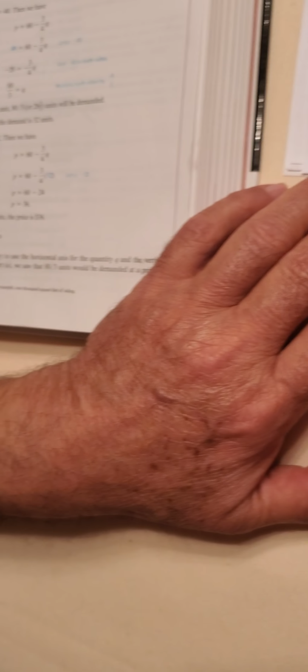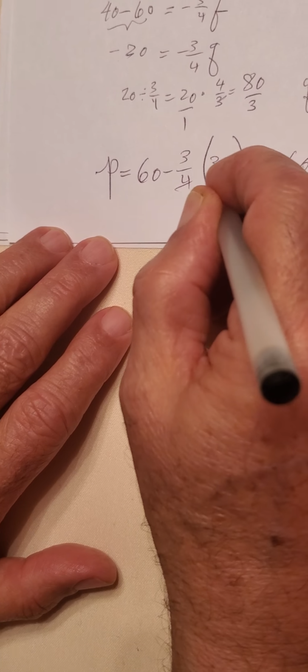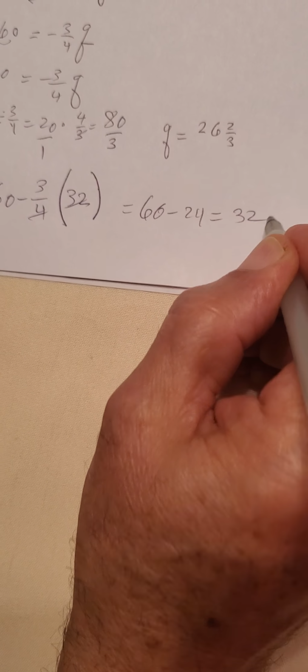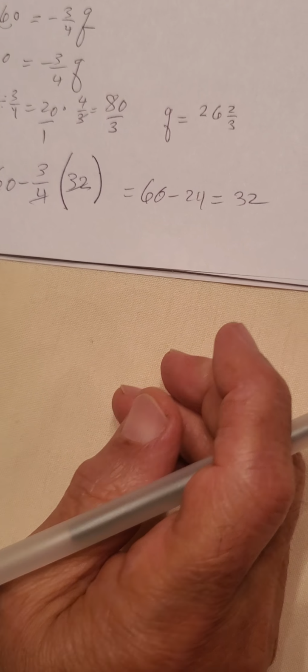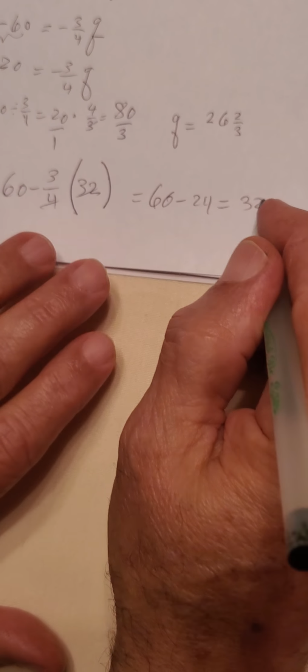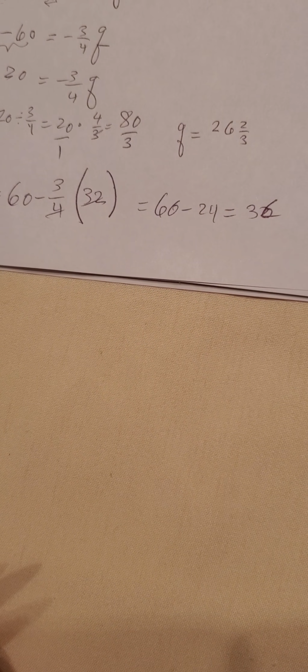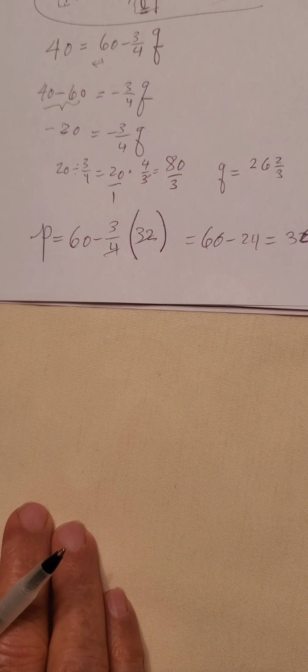That would give you the answer. That would be 60 minus, this is 8 times 3 is 24, and that would be 32. Right? That would be now 36. I'm sorry. That's 36. That's 36. And that's part B.